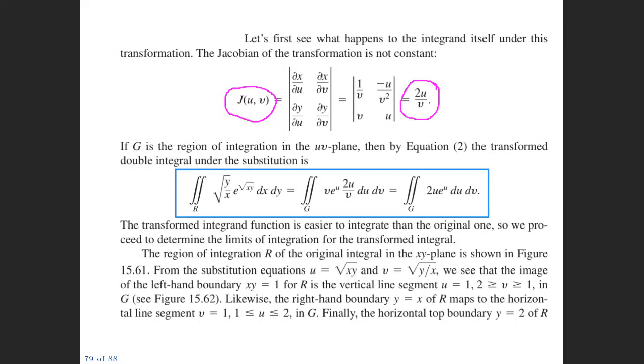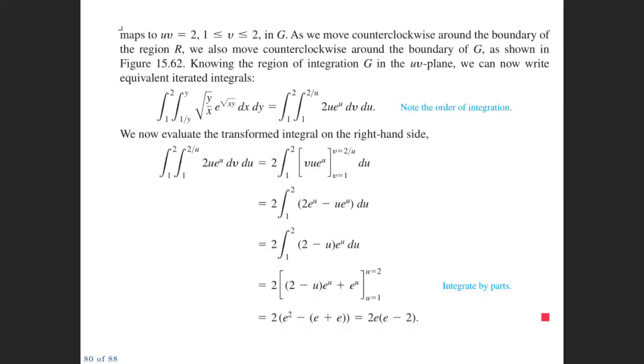So then we're ready to go. Do our transformation, integrating the double integral over G, v e to the power u, absolute value of the Jacobian, 2u over v, du dv. We jump ahead, and you can read this in the book. I'm not going to spend time on it. And just convince yourself that the correct answer is 2e, e minus 2.